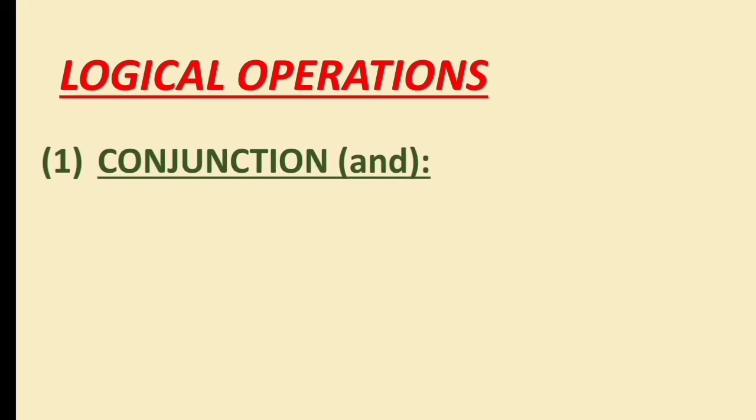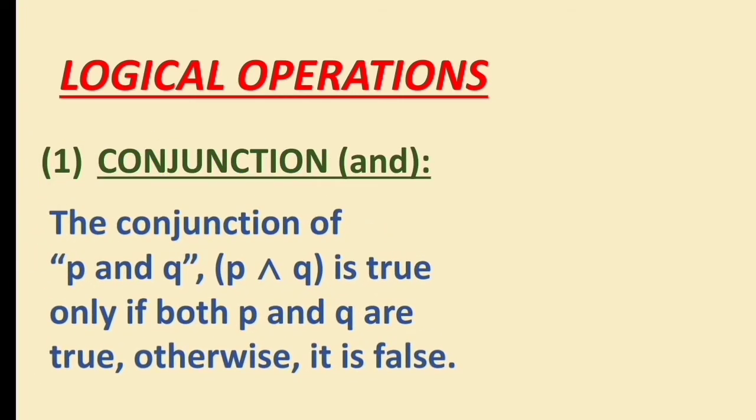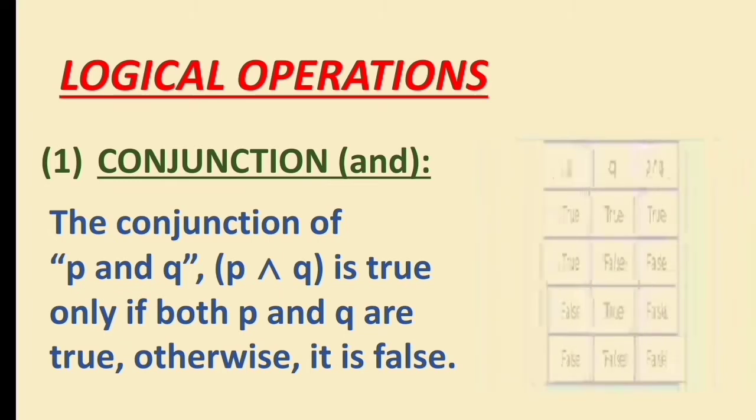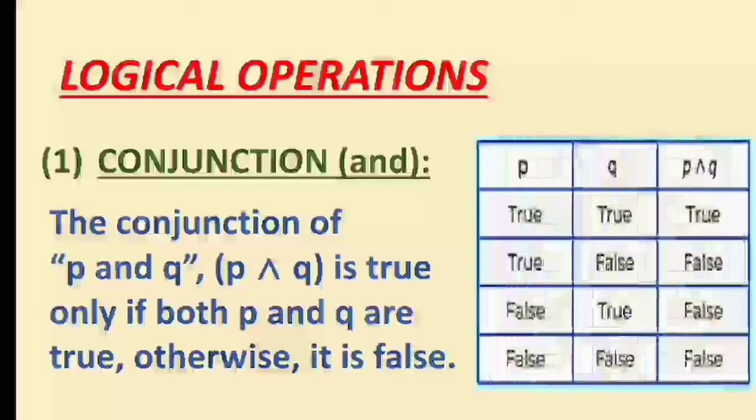The first logical operation is conjunction. The conjunction of simple statements P and Q is true only if both P and Q are true. Otherwise, it is false. Let's see the truth table for conjunction. For two simple statements P and Q, the conjunction is as follows.